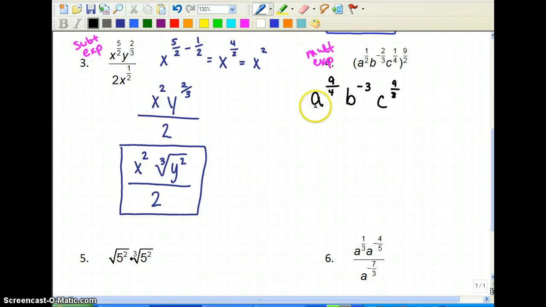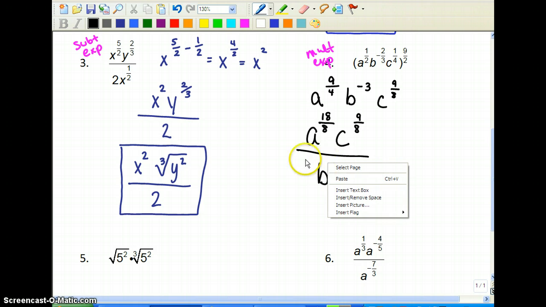So these two, the A and the C, are still both radicals, but they're not the same because they don't have the same denominator. So we're going to want to make those have the same denominator. So we'll make the denominator 8. So this would be A to the 18 over 8, because I multiplied by 2. This is going to be c to the 9 over 8. And I missed the b because it has a negative exponent, so it belongs on the bottom.